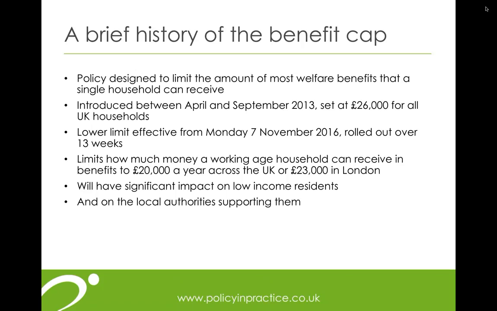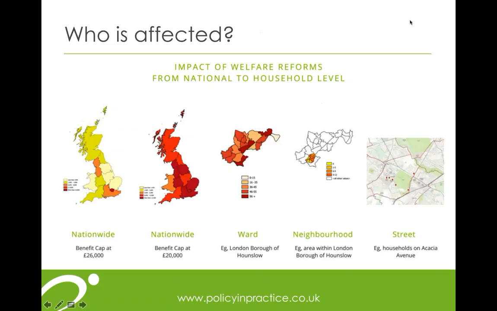So the lower benefit cap of £20,000 across the UK, except for London, and £23,000 in London, will be affecting currently capped households already. It came into effect yesterday. And then over the next 13 weeks, by the end of January, all newly affected households will also be capped. It has a significant impact on people's pockets, on low-income residents, and also on the local authorities that are supporting them. So who's affected?